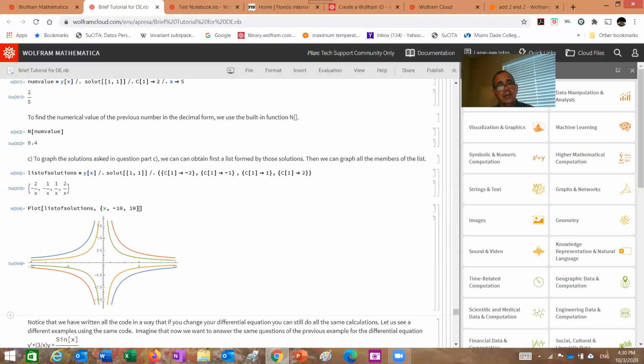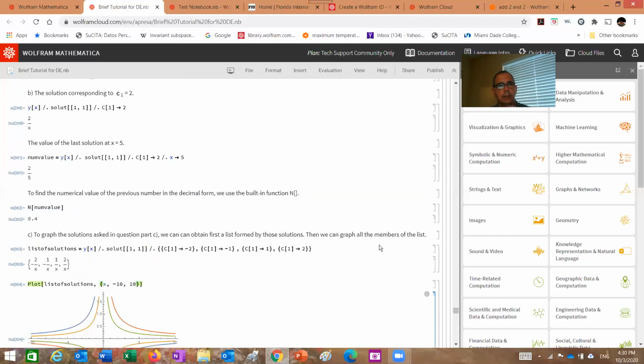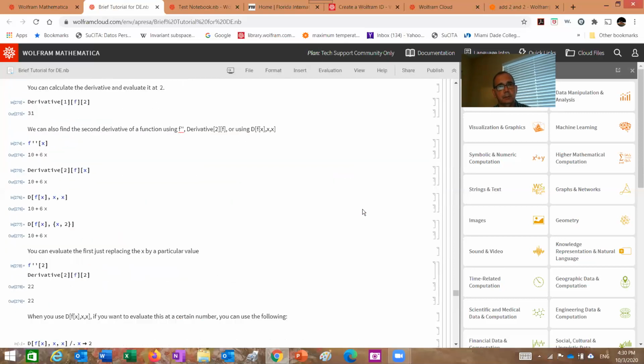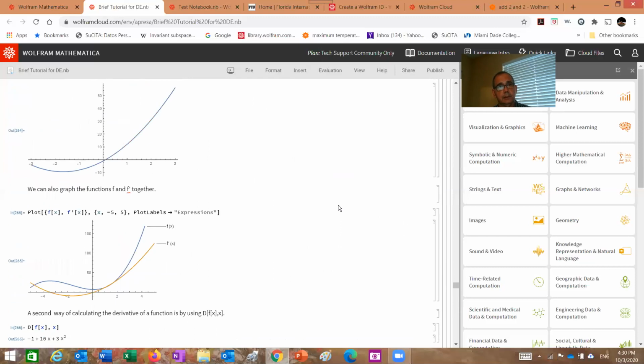I don't know if the legend works in this case. Let's see. Let's see the case when we used the legends before for a plot.